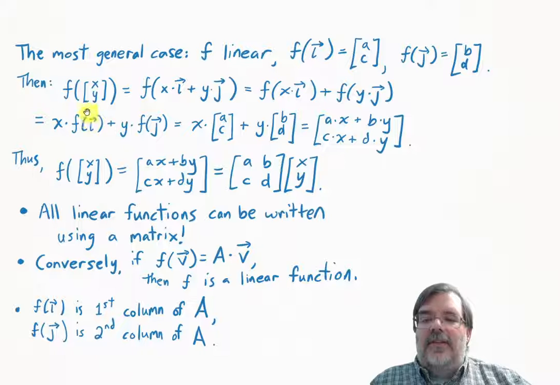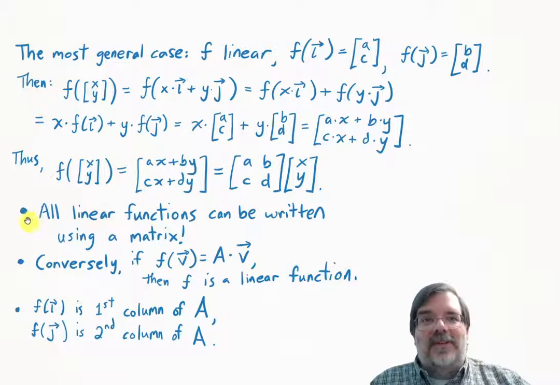And then, in this case, f of i we're replacing with a general vector of variables a and c. F of j we're replacing with a general vector of variables b and d. And then do your scalar multiplication and your vector addition. You'll wind up with this result, which again you can write using matrix multiplication. Right, so this linear function could be written as the matrix abcd times the vector xy.